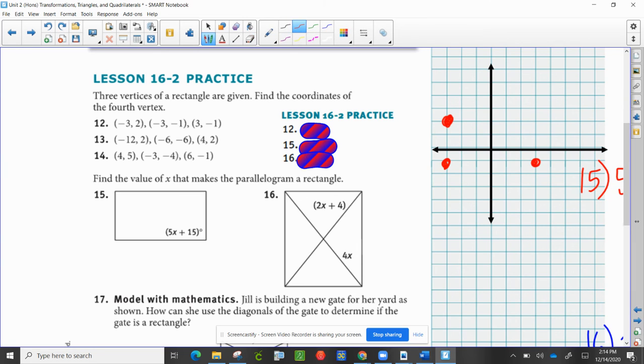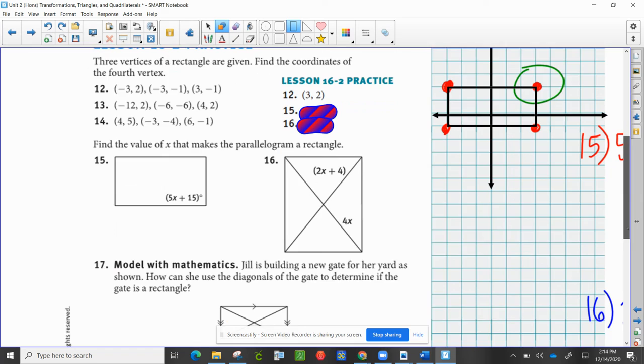Okay, if you did everything correct, if it is a rectangle, that means these sides have to be congruent. So that fourth point has to go there. So let's see, I got that it should be at (3, 2). Okay, and that would give us a rectangle. There we go.